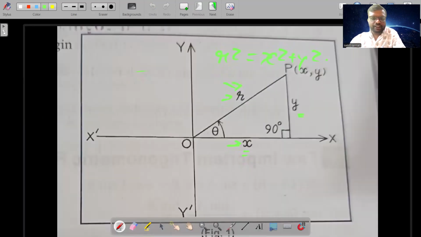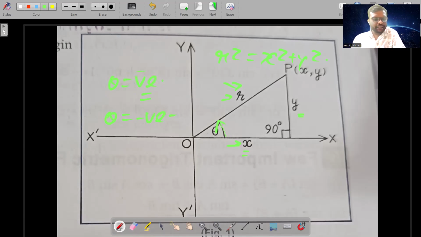Now, students, we will see angle theta. Students, if your angle theta is coming out to be positive, it means you are measuring your angle theta anti-clockwise. And if theta is coming out to be negative, it means you are measuring your angle theta clockwise. Here, angle theta is positive, and you can see here angle theta is measured anti-clockwise. This is about the sign convention of angle theta.